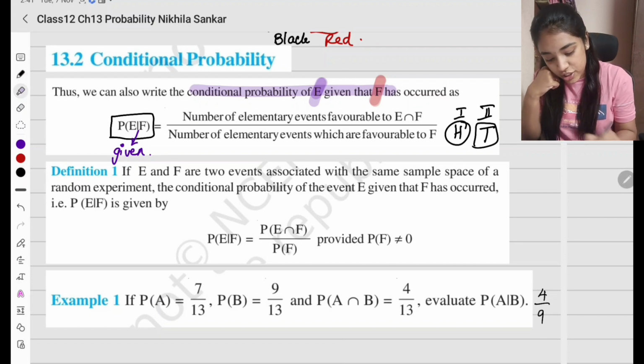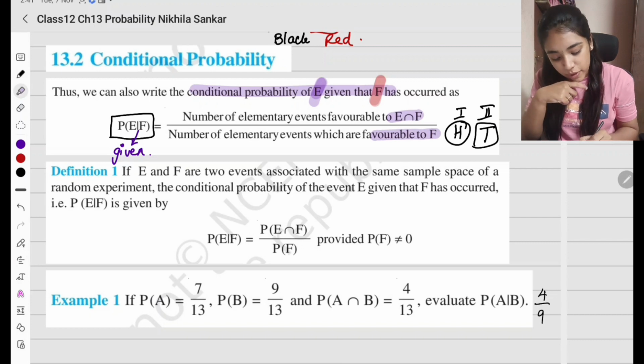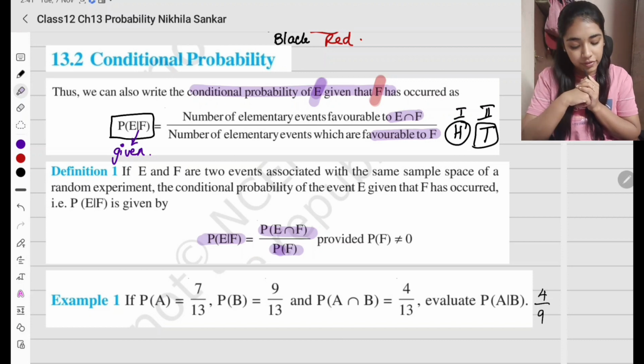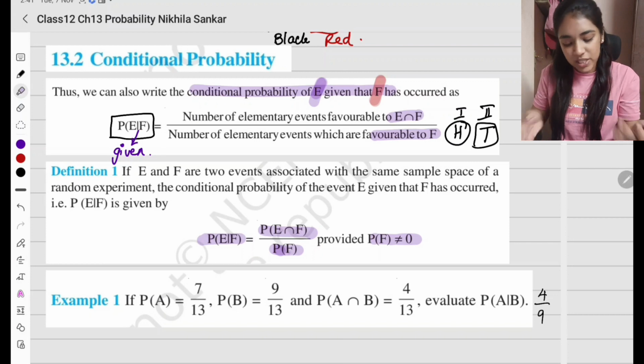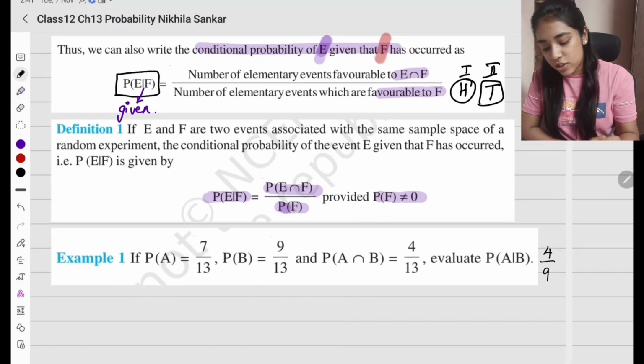அதாவது E intersection F ஓட probability divided by probability of F. So அதுதான் இங்க பார்க்கிறோம். Probability of E given F is probability of E intersection F divided by probability of F, provided denominator should not be 0. இல்லையா? இல்லாட்டி not defined னு வந்துரும். So that is a basic thing. Now let us solve some examples.